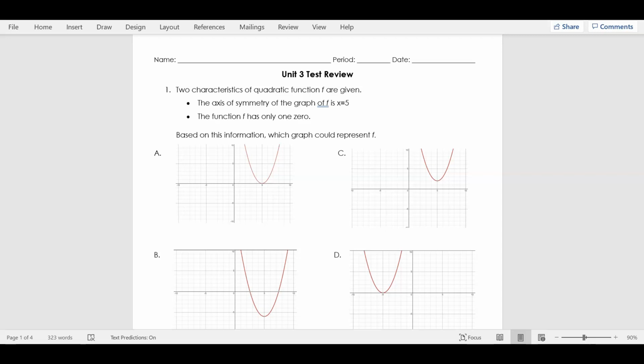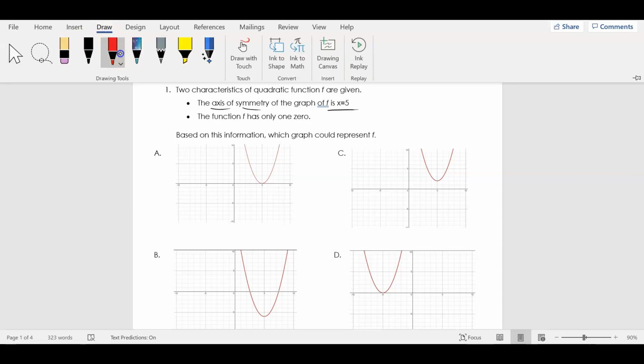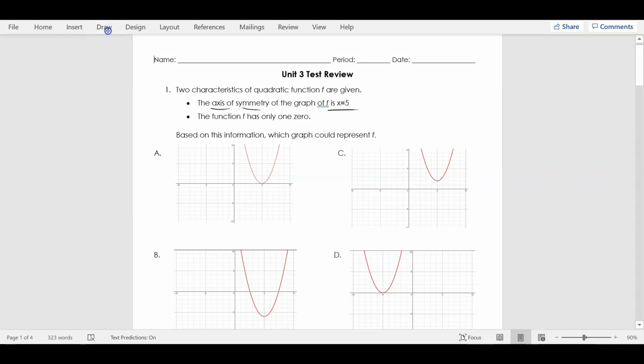All right, here's our review for Unit 3 test. Two characteristics of quadratic functions are given. If the axis of symmetry is at x equals 5, okay, that means our vertex is going to have 5 as its x value. And it has only (1, 0). It touches the x-axis only once, okay?